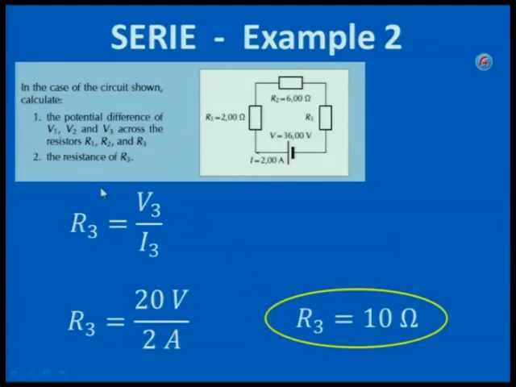The resistance of R3 is the second part of this question. R is V3 divided by I3. V3 we just calculated to be 20 volts, and I3 is the same current flowing through all of these resistors, 2 amperes. R3 is then 10 ohms.